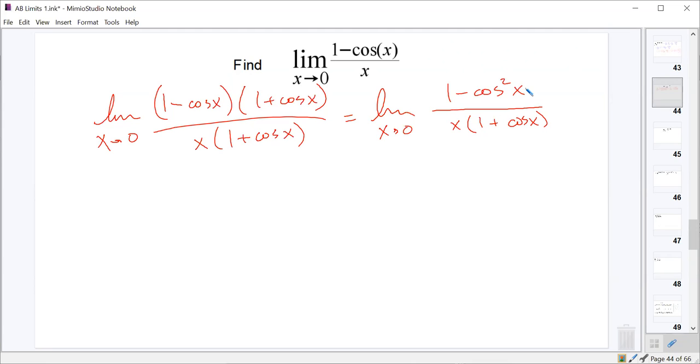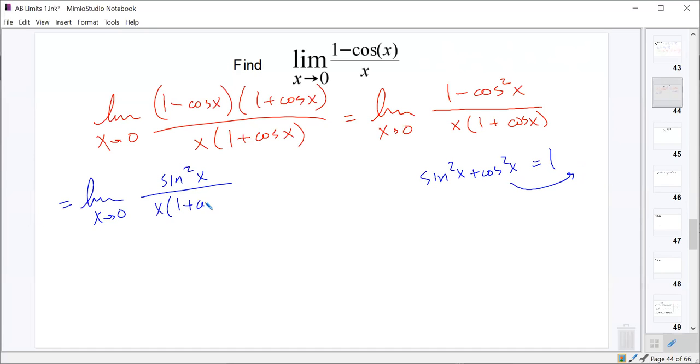And it now looks more complicated, but the good news is it's in a much better form, because what does 1 minus cosine squared x equal? It equals, not sine x, but sine squared, right? And I'm going to write this out real quick. You guys should all be familiar with the Pythagorean trig identity, right? Sine squared x plus cosine squared x equals 1. So 1 minus cosine squared x ought to equal sine squared x. And that's good news because all these other ones that we've been dealing with have had sine x's in the numerator, right? And now we've got a sine x in the numerator.